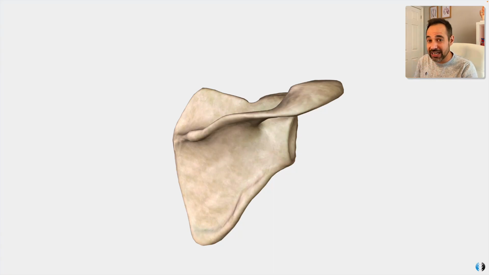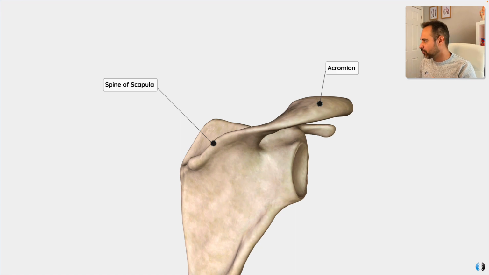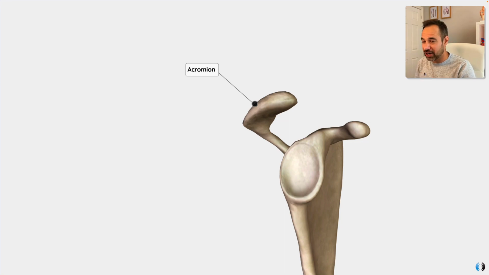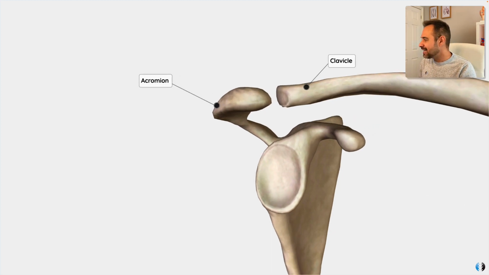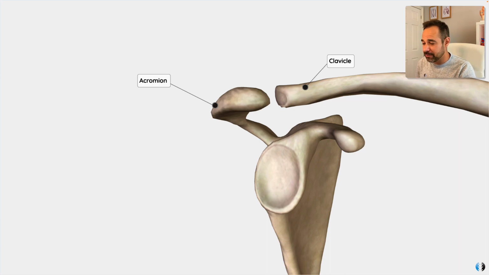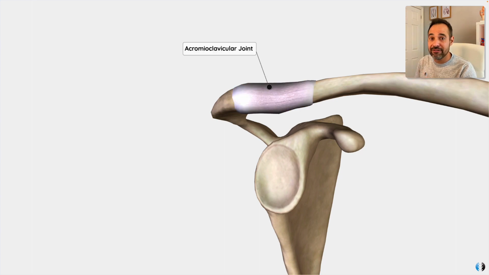Here we can see the posterior surface or the back of the scapula, also known as the shoulder blade. And that's where the acromion joins onto. So the acromion, as you can see, is almost a hooked shape structure, and it sits just above where the humerus or the arm bone would sit, which is here articulating with the shoulder blade. Now, what joins onto the acromion is the clavicle, also known as the collarbone, and together these two structures join to create the acromioclavicular joint, the joint between the acromion and the clavicle.